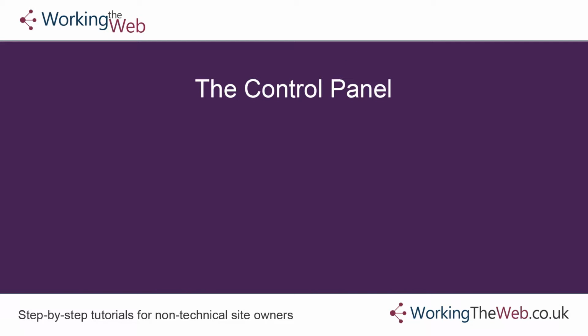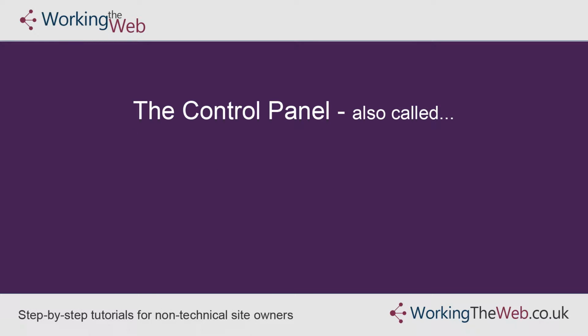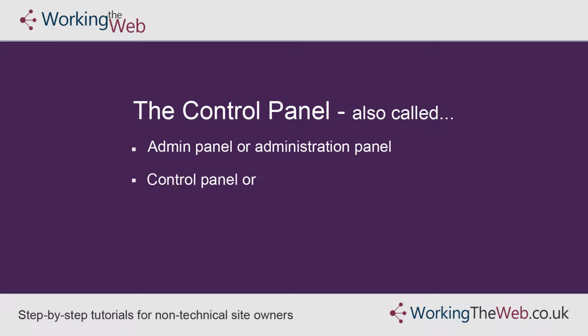The control panel. The control panel of your Joomla website is where you manage all aspects of your site. It is located in a separate directory or folder within your site's files and can be found by adding the name of the directory to your domain name. For example, yourwebsite.co.uk/administrator. The control panel has several labels. Some call it the admin panel or administration panel, the control panel, or the back end of the site. Whenever you hear any of these terms in these tutorials or others, they are referring to the area where you go to manage the site.